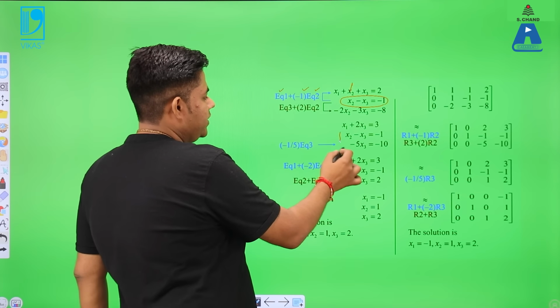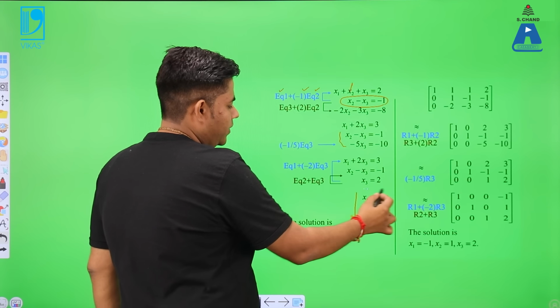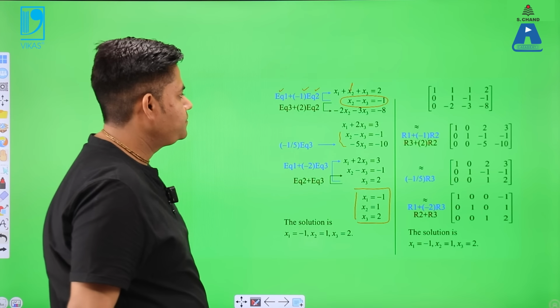So what do I get? I'll get these equations so that when I do the cancellation, I'll land on these results. That is my final solution.